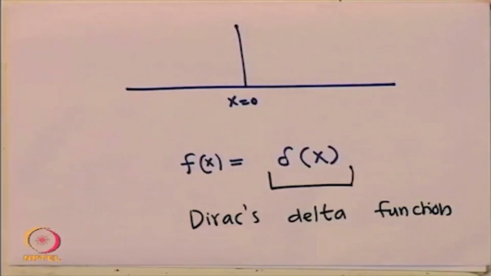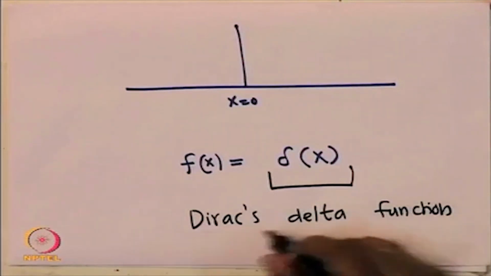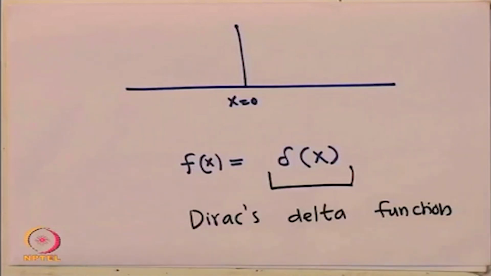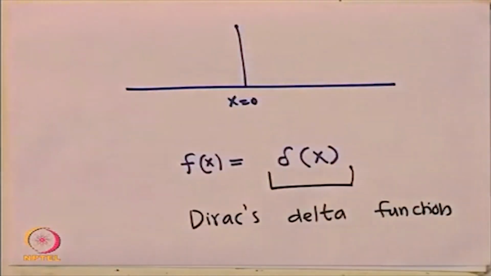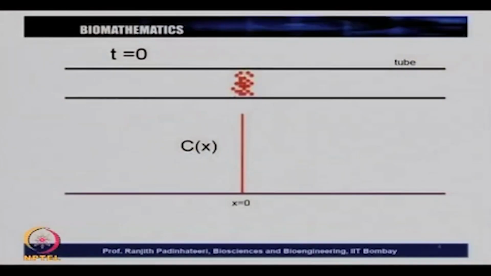Basically, this represents precisely what we just said: that you have something only at some particular point, and everywhere else this is 0. There are some particular properties for the Dirac delta function. We would not go into this, but what I am trying to say is that we can represent this mathematically using this delta function. So, the concentration that you see here, C of x, can be written as a Dirac delta function.